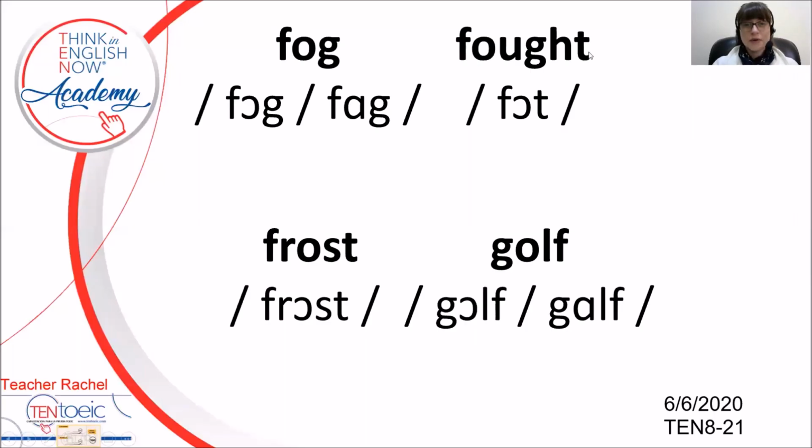Fog. This is what happens when there's lots of clouds in the air and we can't see when we're driving. That's called fog, when everything looks very white. Maybe after it rains or in the morning, there's lots of fog.